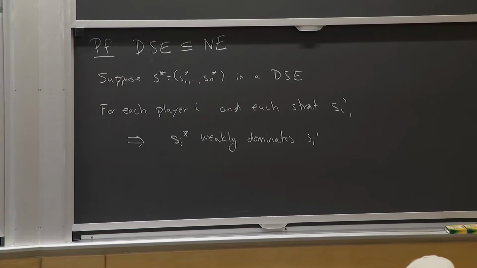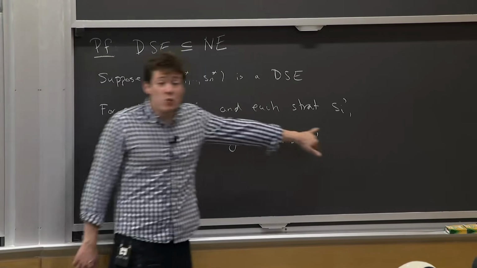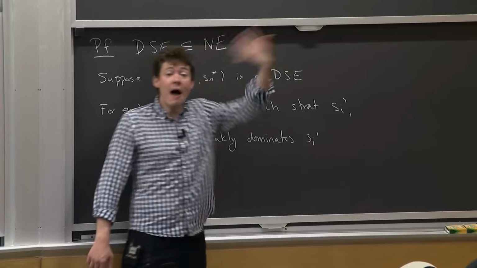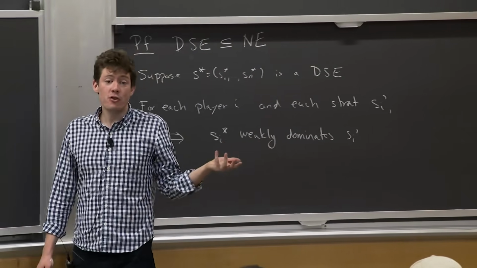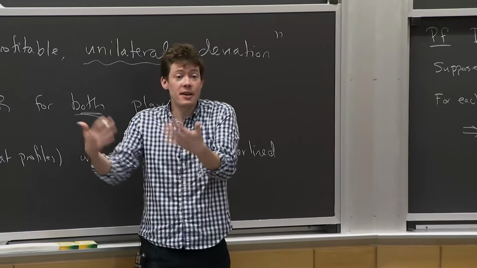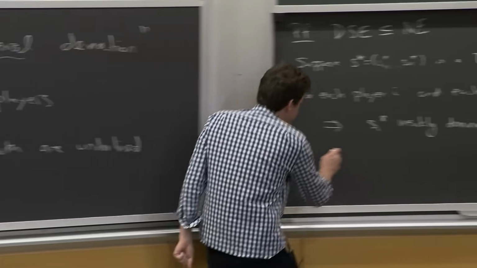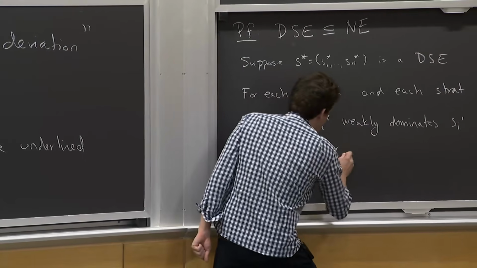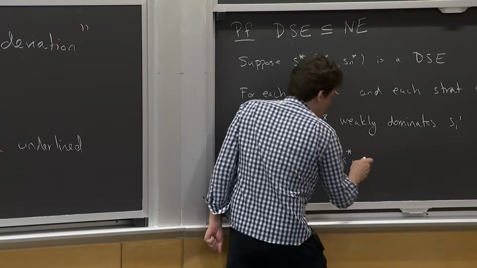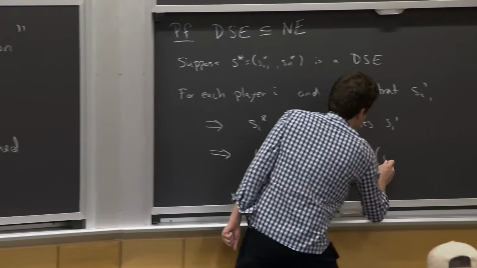And now can we reach the conclusion we want? Well, yeah, if si star weakly dominates si prime, that means si star always does weakly better than si prime, no matter how my opponents are playing, and sometimes strictly better. If that's true no matter how my opponents are playing, it's certainly true in the particular way my opponents are playing now. So that tells me that ui of si star, s negative i star is greater than or equal to ui of si prime, s negative i star.